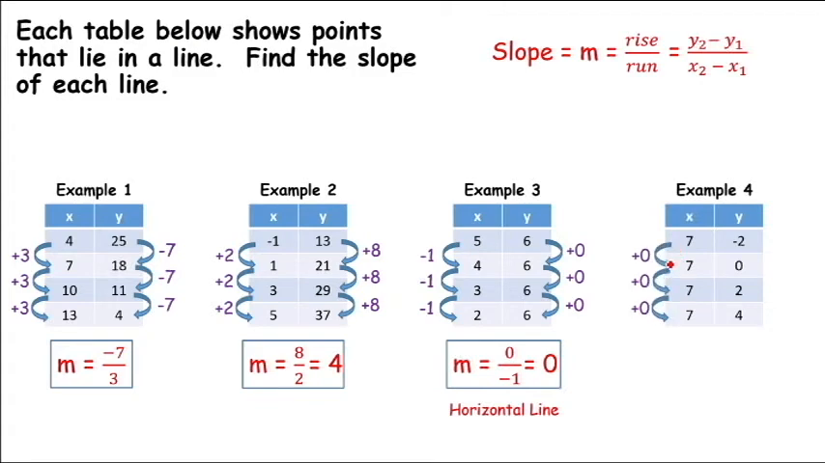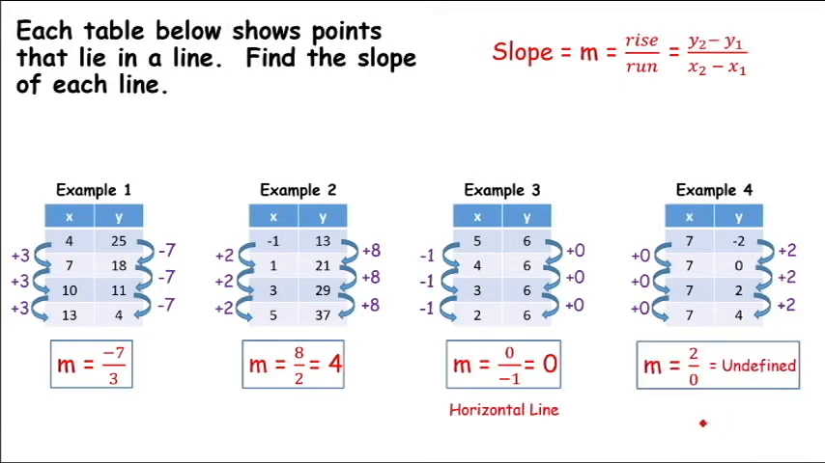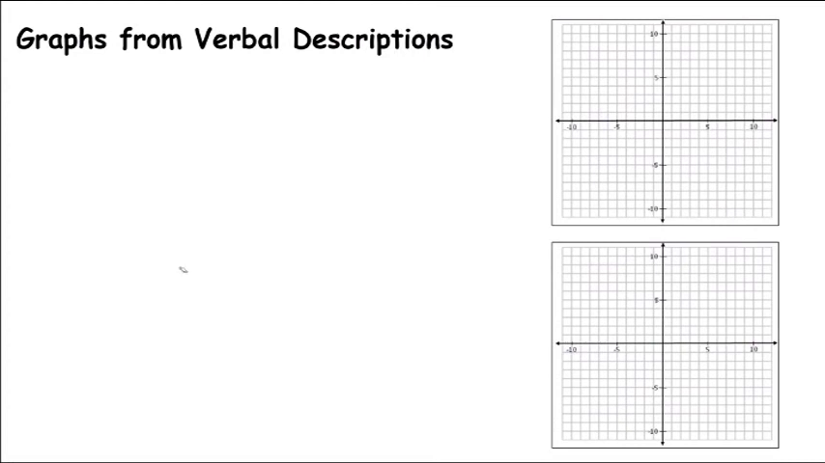Notice that your run is 0, your rise is +2. So when you write your slope, you get 2/0, which is undefined or no slope. This is a vertical line. No matter how far up I go, I never go anything right or left. Again, it's just something that pops up every once in a while that if you've seen it, it seems real easy, but if we don't mention it, people have a tendency to struggle with it.